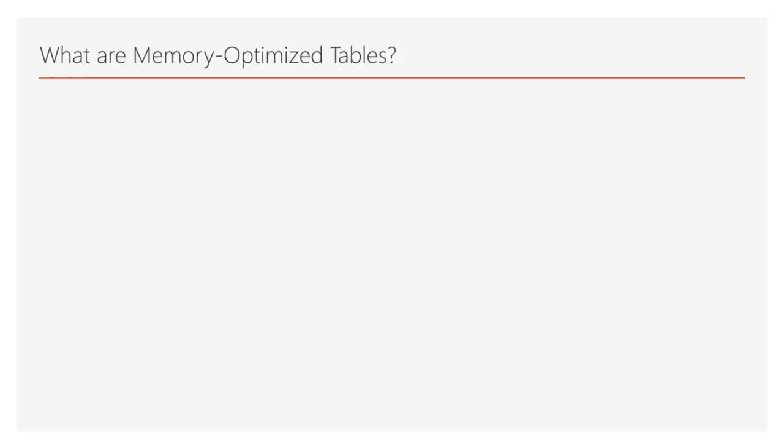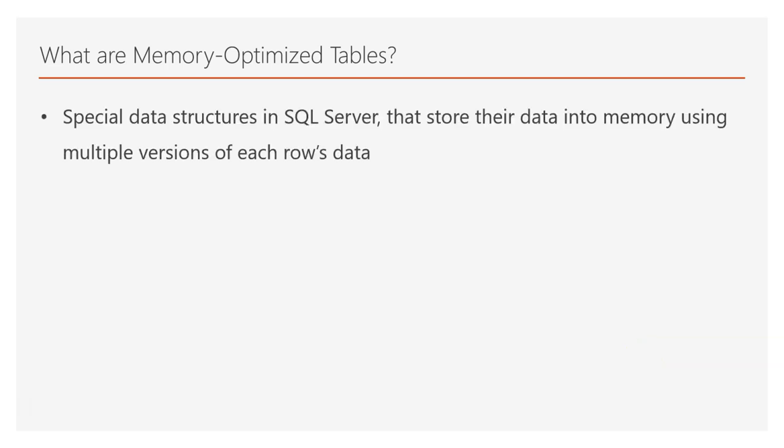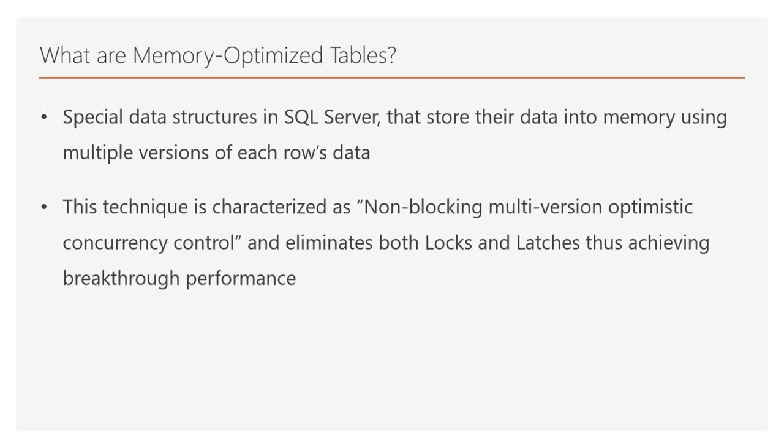Another basic question that we have also covered throughout the course is, what are memory-optimized tables? Let's answer this question again in a simplified form. Memory-optimized tables are special data structures in SQL Server that store their data in memory using multiple versions of each row's data. This technique is characterized as non-blocking multi-version optimistic concurrency control and eliminates both locks and latches, thus achieving breakthrough performance because, as you may realize, you avoid having blocking in your memory-optimized tables.